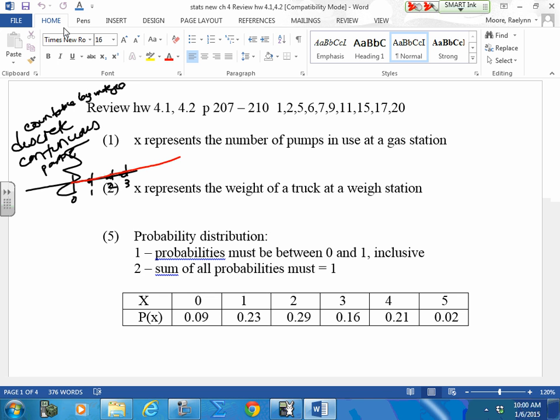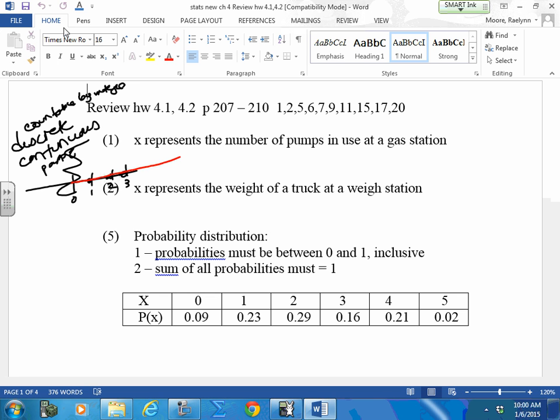The water in her bottle? So does she have exactly 1 ounce or 2 ounces? No, she could have 1.5 ounces, 1.3. If you ask yourself, can I do a half? Then you have continuous. Like a book, could I have a half of a book? No, that's discrete.